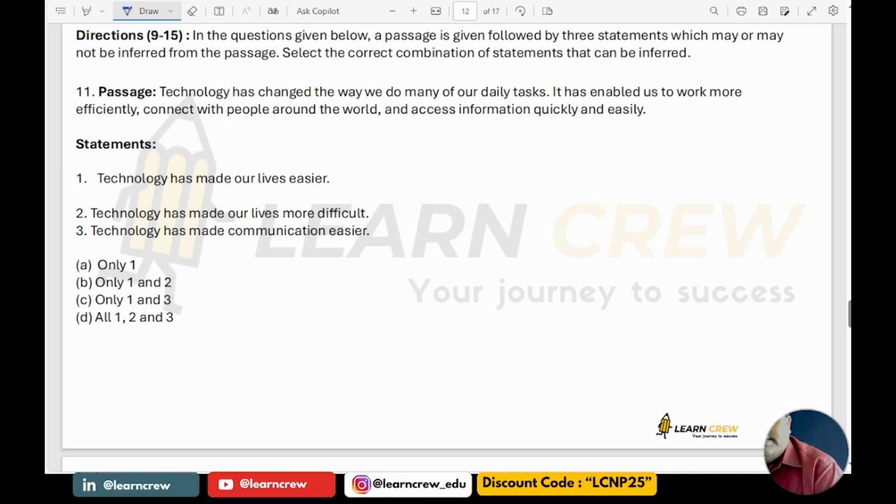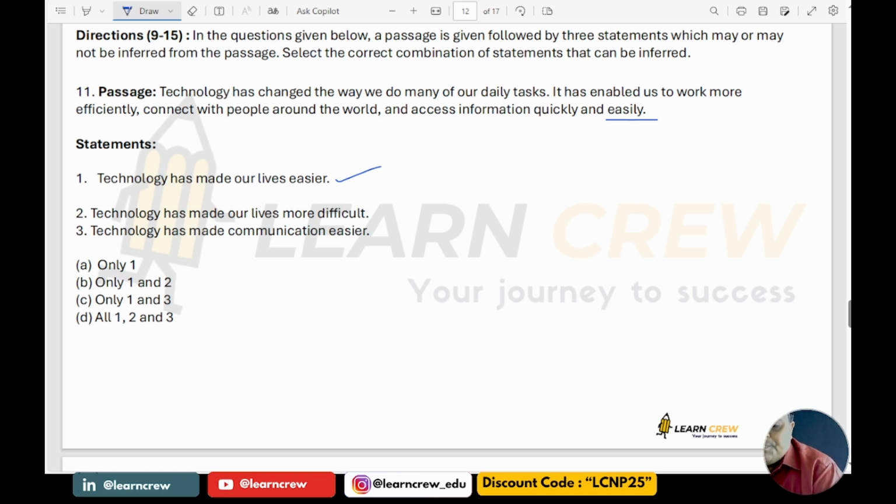The first one states that technology has made our lives easier. So it is supported by the passage, because the passage states that technology has enabled us to work more efficiently, connect with people around the world, and access information quickly and easily. So technology has made our lives easier. It is supported by the passage. So you can say 1 can be inferred.